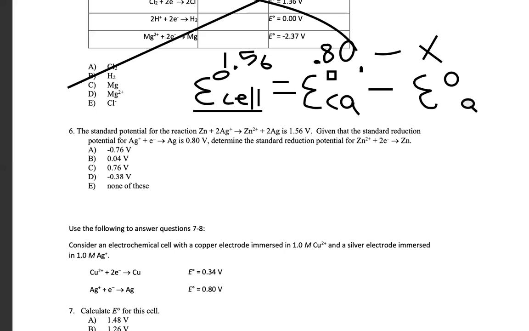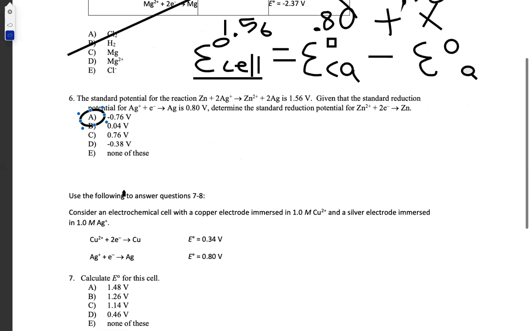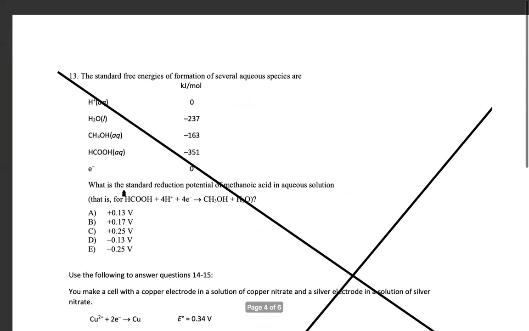What I usually do when a problem is presented like this is just start plugging in values. So if you start with negative 0.76, you add 0.76 because of the double negative, and find 0.8 plus 0.76 equals 1.56. So you know that is your answer.